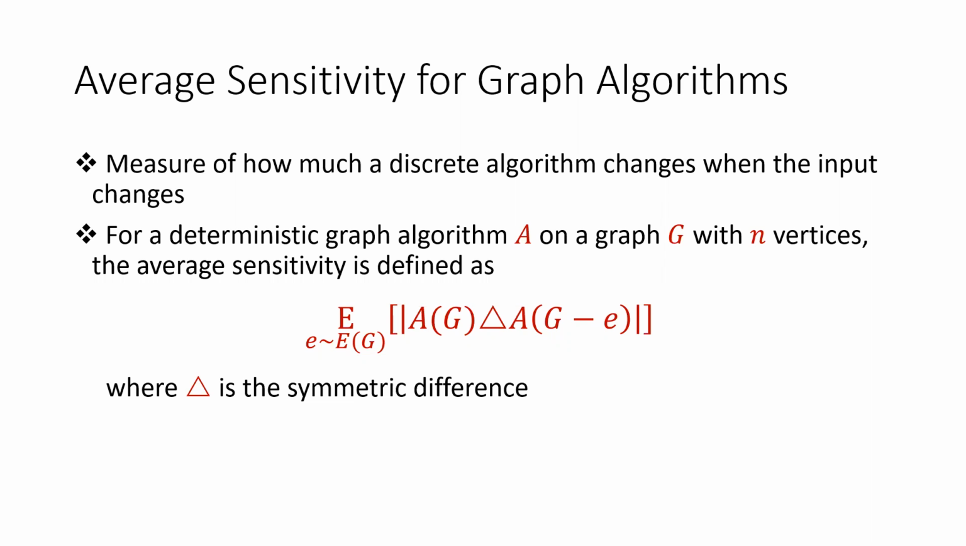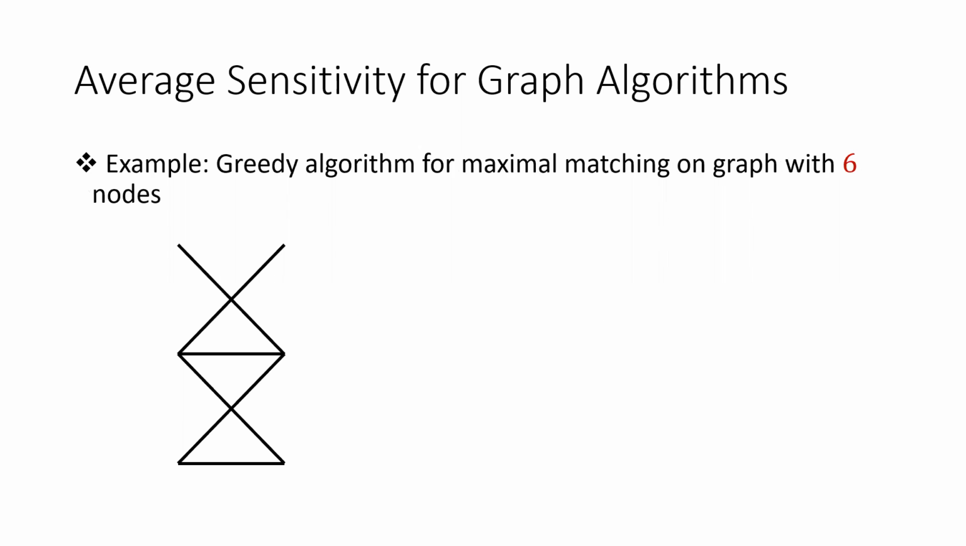So this definition is a mouthful, and maybe it would be better illustrated with an example. Let's consider the case where the algorithm A is the greedy algorithm that outputs a maximal matching on a graph with 6 nodes, and suppose that this graph has the edge set that appears on the left side of the screen. Well, the greedy algorithm is with respect to some ordering of the edges. So let's suppose that the edge set has the following ordering.